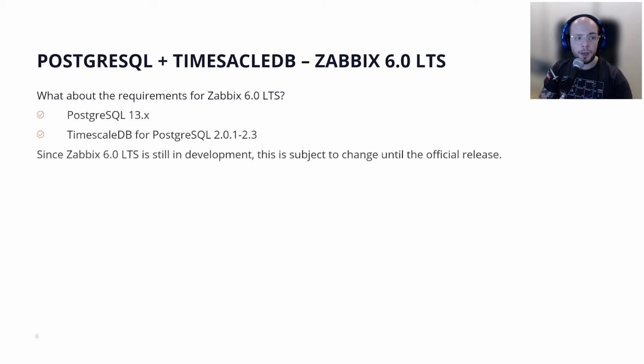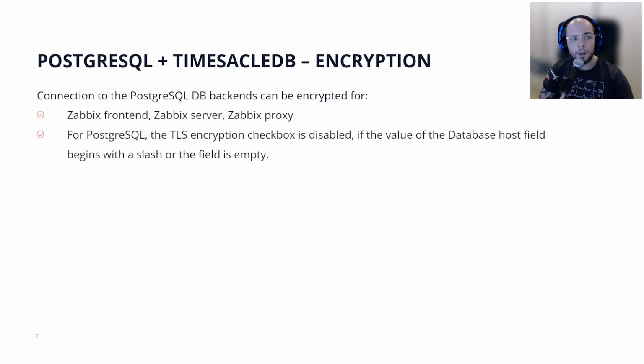Okay, what about 6.0 LTS? Currently, still Postgres 13 point something from what I saw, or probably newer. I think it already got updated. And TimescaleDB 2.01 to 2.3. This is still in development until it comes out. These are just temporary placeholder notes, subject to change as we test newer things. It just requires extensive testing.